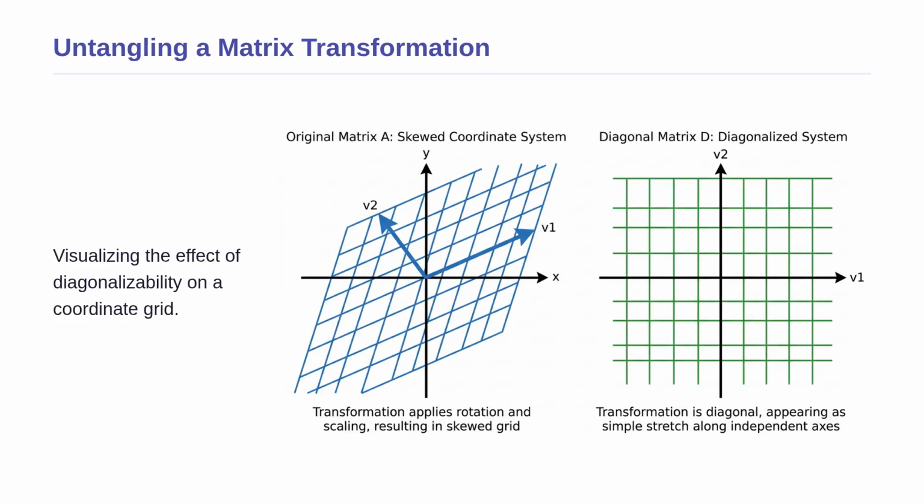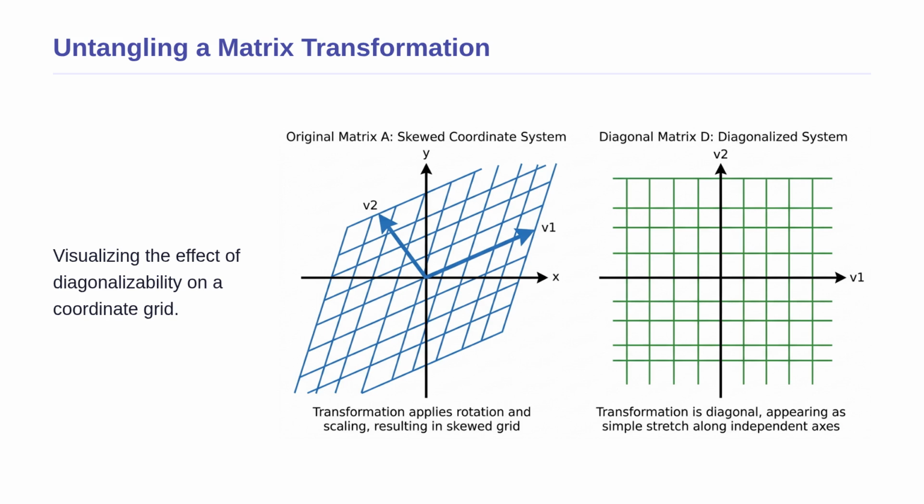Before we look at a matrix that fails, let us visually summarize the successful untangling we just calculated. On the left, you see the messy, skewed grid created by our original matrix A. Notice how moving along one axis forces you to move along the other.